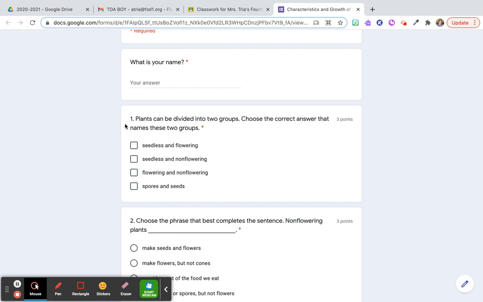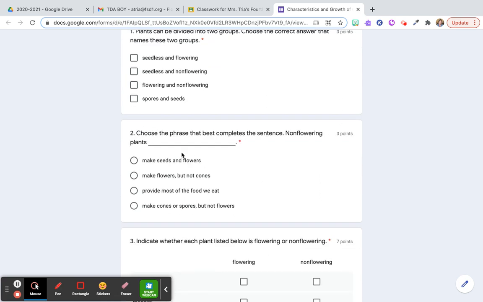Number 1, plants can be divided into 2 groups. Choose the correct answer that names these 2 groups. Seedless and flowering, seedless and non-flowering, flowering and non-flowering, spores and seeds.